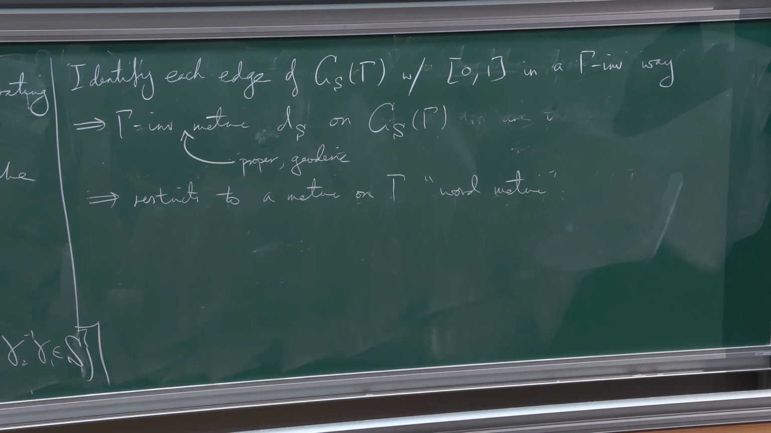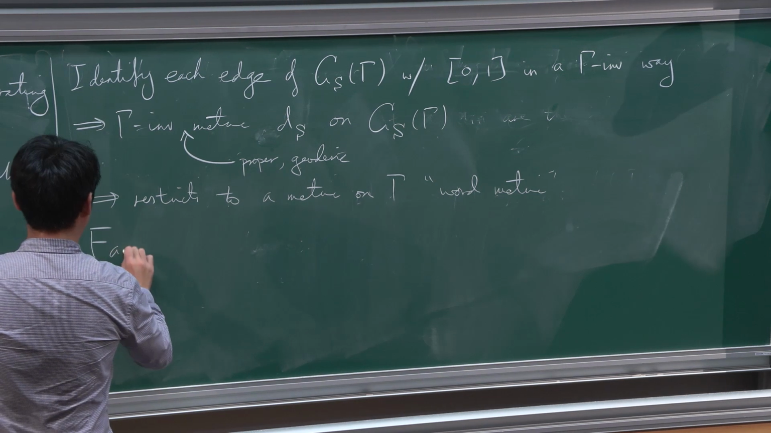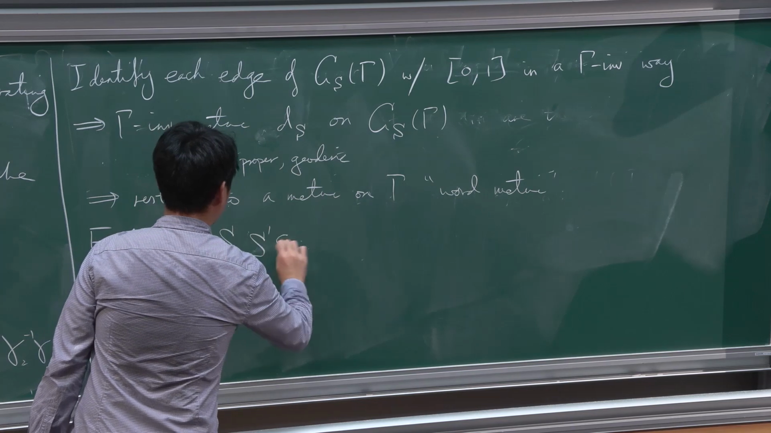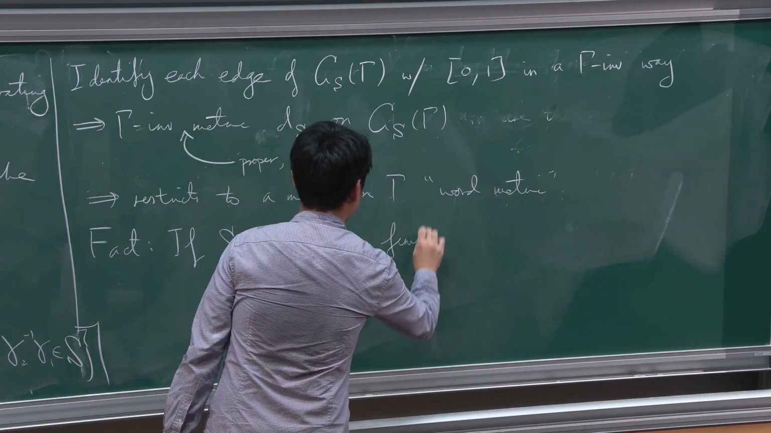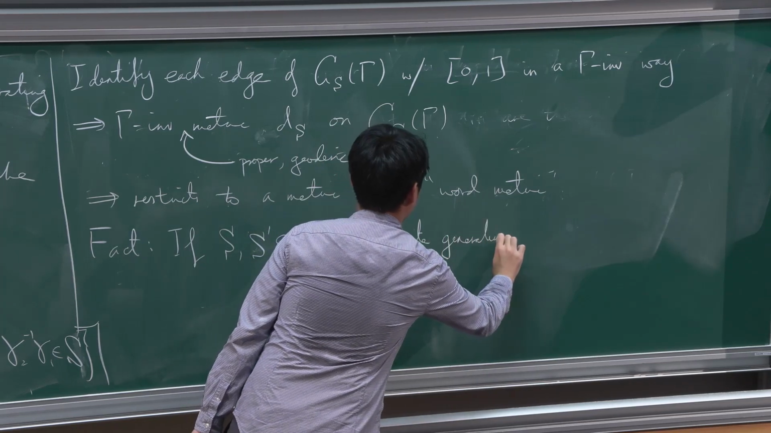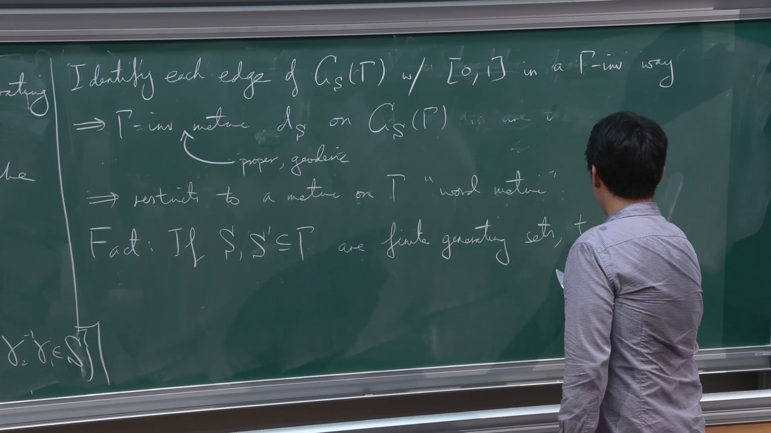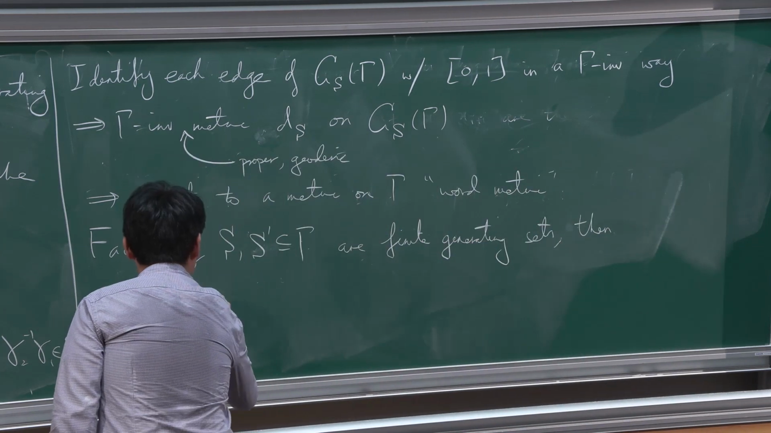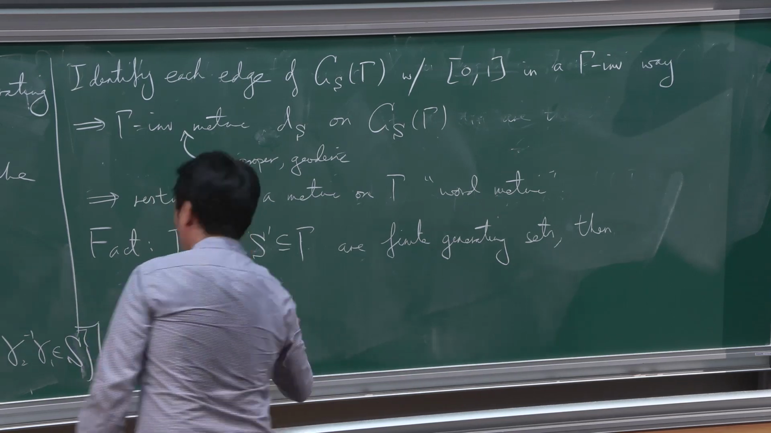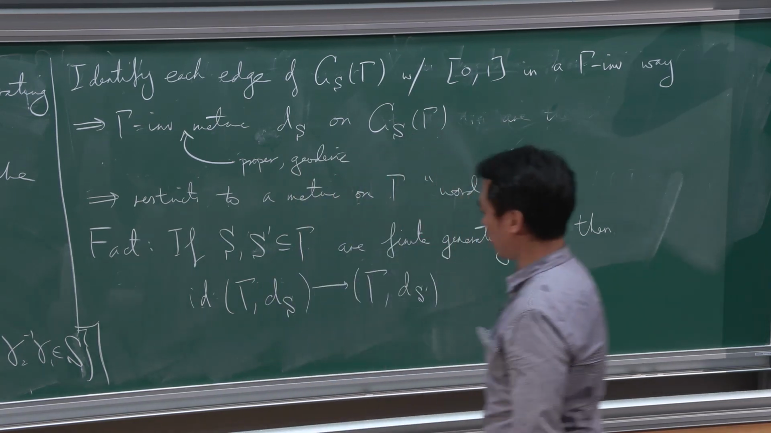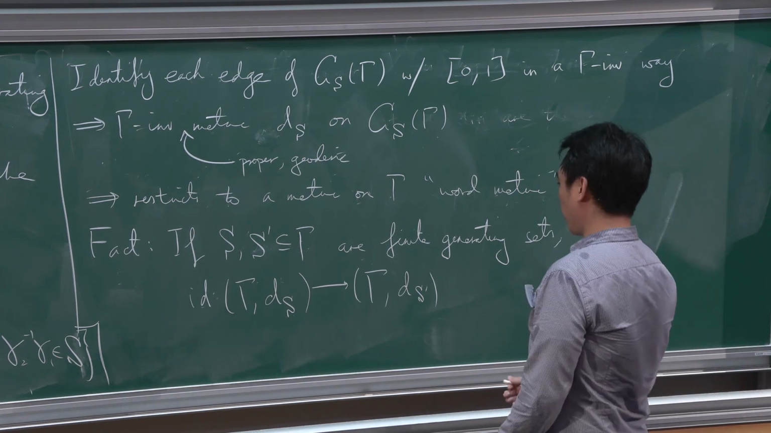Okay. All right. So far, everything depends on the choice of a generating set. But now this is where coarse geometry becomes useful, if I want to make something that doesn't depend on the choice of generating set. So the fact is that if S and S prime inside of gamma are finite generating sets, then the identity map from gamma equipped with the word metric coming from my first generating set to gamma equipped with the word metric coming from my second generating set is a quasi-isometry. In fact, it's a bi-Lipschitz map.